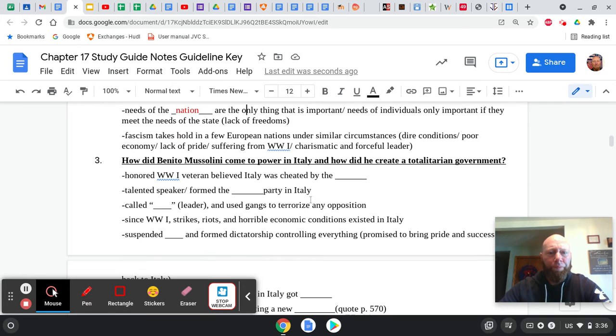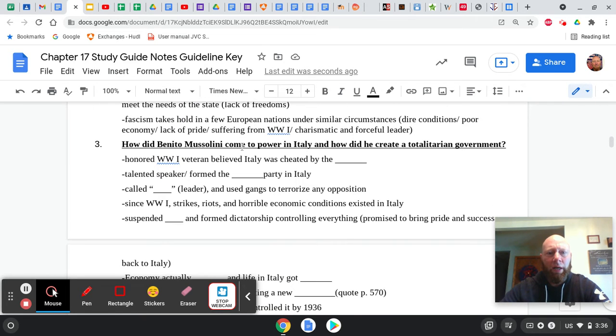Okay, so let's look at another one that comes to power in a fascist nation. His name's Benito Mussolini, and this is going to be in Italy. Benito Mussolini was an honored World War One veteran who believed that Italy was cheated by the Treaty of Versailles. We'll talk about the Treaty of Versailles a lot in this unit. The treaty that ended World War One was good to some and very bad to others, especially the losers. In Italy's case, they were a winner. They were on the good side, the Allies' side in World War One.